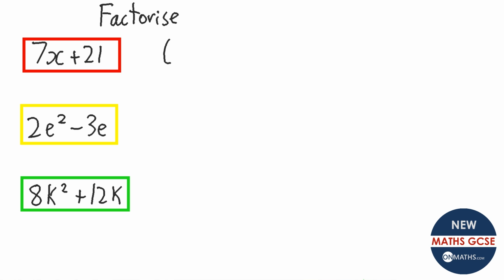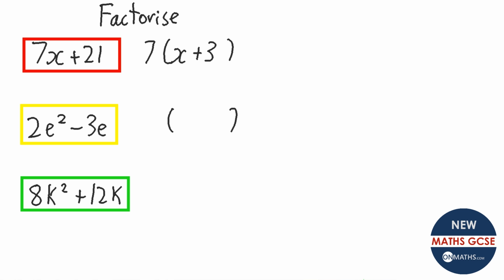Okay, so let's put the bracket down for this first one. We've got 721, so that's going to be 7. 7 times x is 7x. And 7 times 3 is 21. Okay, next one. Put a set of brackets down first.